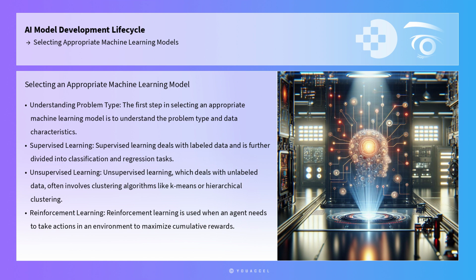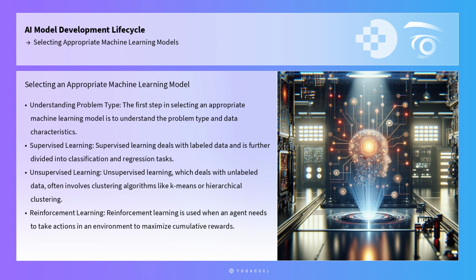The first step in selecting an appropriate machine learning model is to understand the problem type and data characteristics. Machine learning problems can generally be categorized into supervised, unsupervised, and reinforcement learning. Supervised learning deals with labeled data and is further divided into classification and regression tasks. For classification, models such as logistic regression, decision trees, support vector machines, and neural networks are commonly used. For regression tasks, linear regression, ridge regression, and regression trees are popular choices.